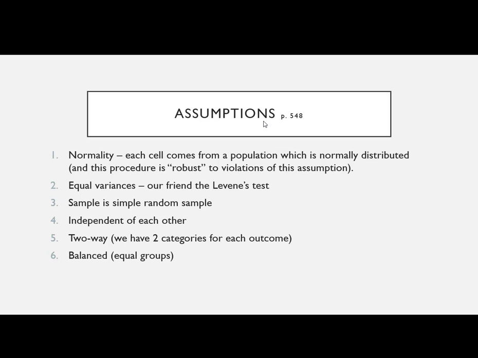The assumptions are the same for a factorial ANOVA as they are for a one-way ANOVA. You have to have normality, you have to have equal variances, our friend the Levene's test.